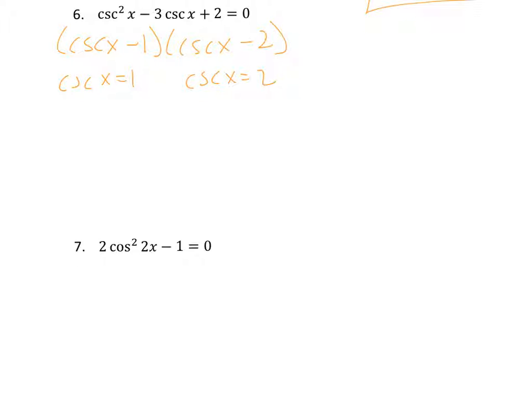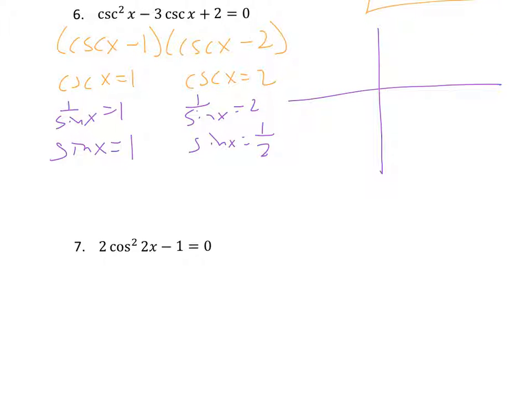You want to flip-flop it, because that's the same thing as 1 over sine x is equal to 1, 1 over sine x is equal to 2. So I'm really dealing with sine x is equal to 1, and sine x is equal to 1/2. So you draw your picture. And I have sine, so sine again is my y value. So my y value would be here. That's where it's positive 1.